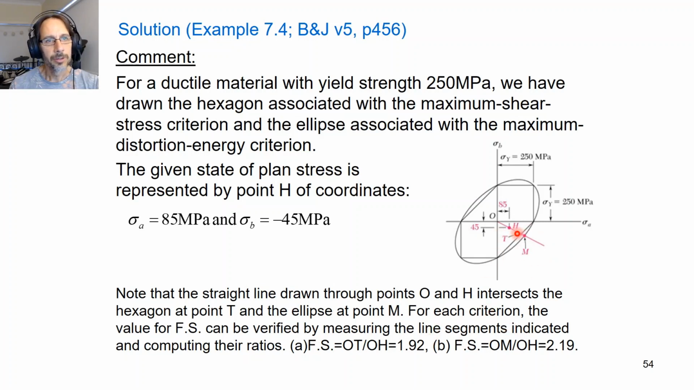And if you look at the ratio of this length here, so point T over O to H, that's our factor of safety for the maximum shear criteria, and the ratio of the length from O to M over OH will be the factor of safety according to the von Mises criteria. We would never actually do this, like draw this and measure and do these ratios in practice. It's just a graphical indication of what's going on here.